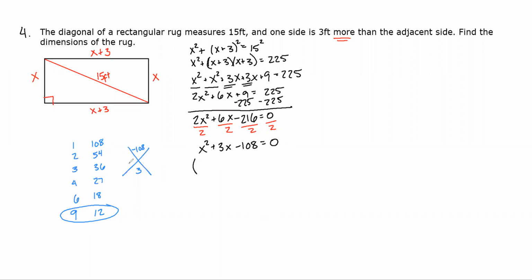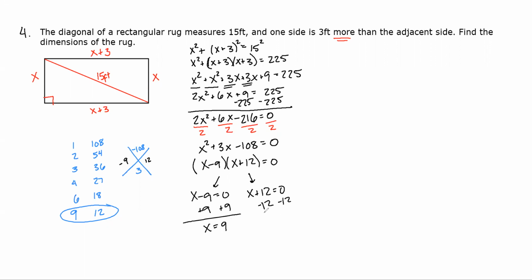So let's go ahead and factor. For this one, we're going to have a negative 9 and a positive 12. So (x minus 9)(x plus 12) equals 0. Split this up: x minus 9 equals 0, x plus 12 equals 0. If we solve each one of those, we get x equals 9, and subtracting 12, we get x equals negative 12. Now again, x is a length. We cannot have negative length. Disregard the negative one. So x is equal to 9.